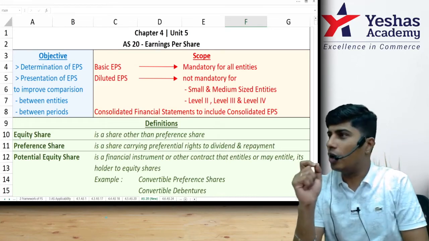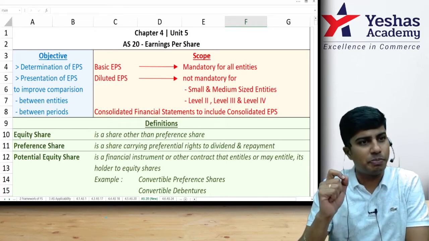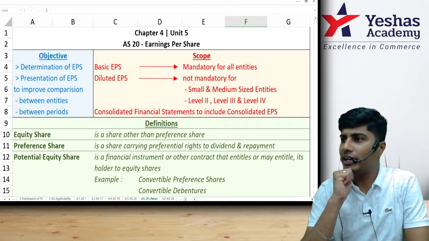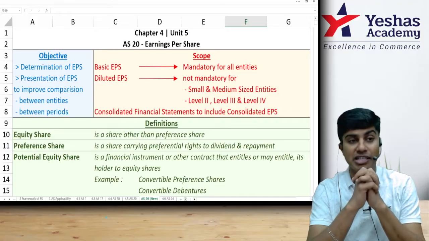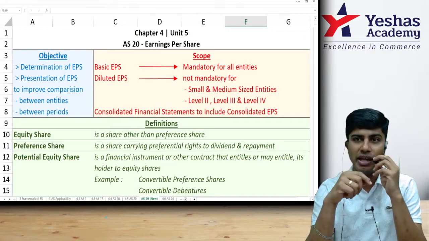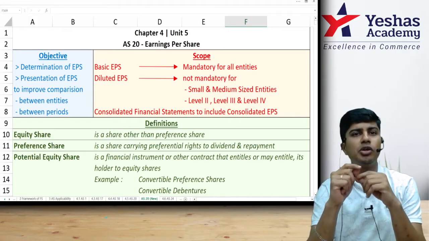Let's now revise accounting standard 20 earnings per share. Why do we compute earnings per share? See, when we prepare statement of profit or loss, entire entity's profit is available, but that is not enough to make decision. To make decision, we need to do comparison.